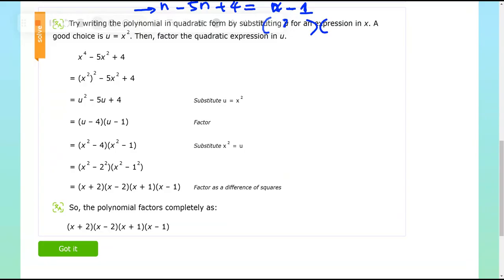Same thing over here. X squared subtract 1, 1 is 1 squared. So x plus 1, x subtract 1. One more time. So make sure you factor all the way down.